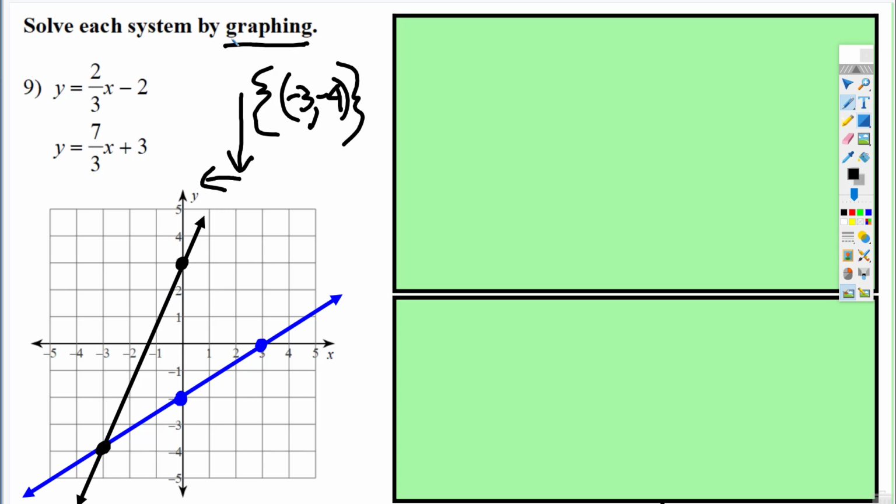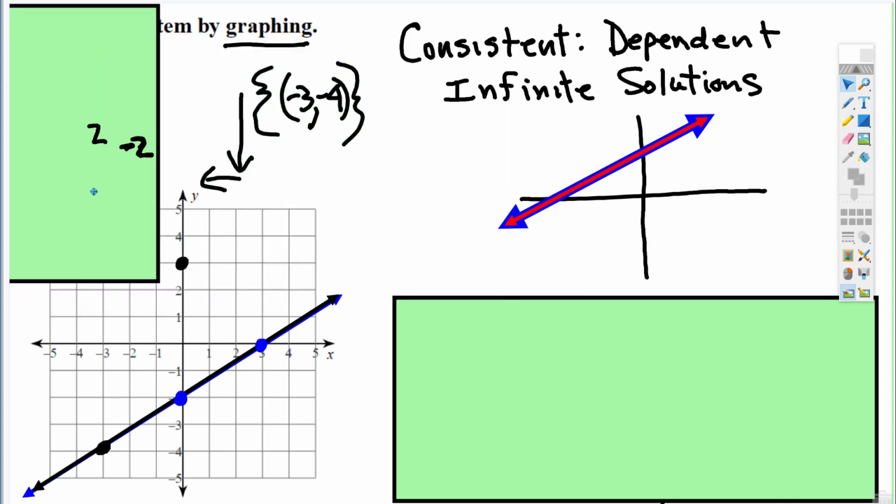What happens if you didn't have these two equations in slope-intercept form, but you had it in standard form, and when you solved, they ended up being the exact same thing? Well, then this line right here would just sit right on top of this line. Well, this is that situation right here.